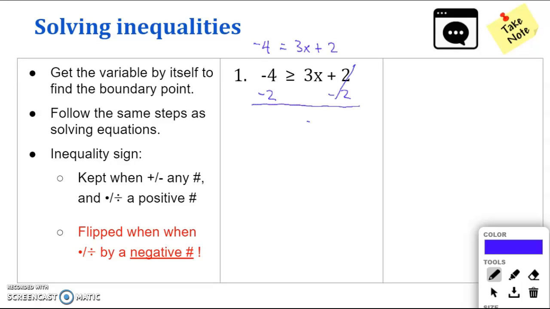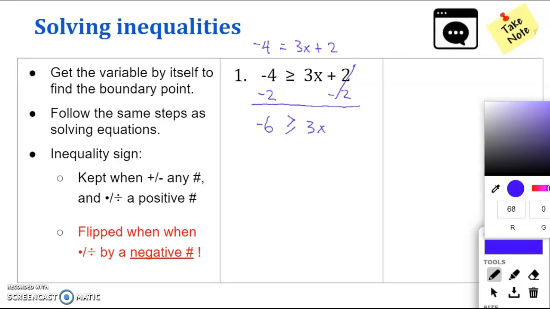That leaves me with 3x is greater than or equal to -4 minus 2, which is -6. Okay, now I am looking at 3x and -6. How do I make this become x? 3 is multiplying x, so I need to divide by 3. That becomes my giant one, and you're left with x is greater than or equal to -6 divided by 3, which is -2.